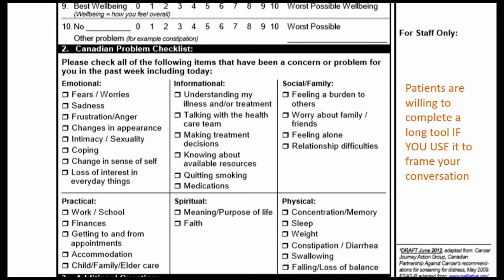So there are 24 items, and they cover all the commonest domains. And 50% of people will identify fears or worries. Another third of patients will identify issues with their understanding of illness: where am I at, what's going to happen, sleep disturbances, feeling like a burden, and worry about family and friends are present in about a third of our patients. So again, that can just help you focus the conversation.